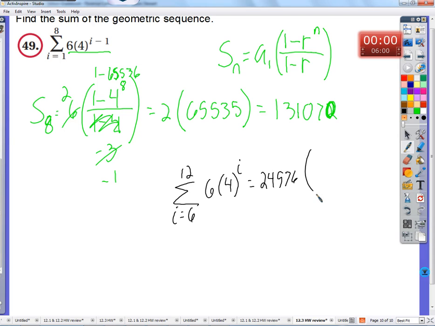One minus r to the end. Or what's r to the end? R to the end is 16,777,000. I put 12 instead of 8. Okay, what is it again? 16,777,216. Big number. Big number.